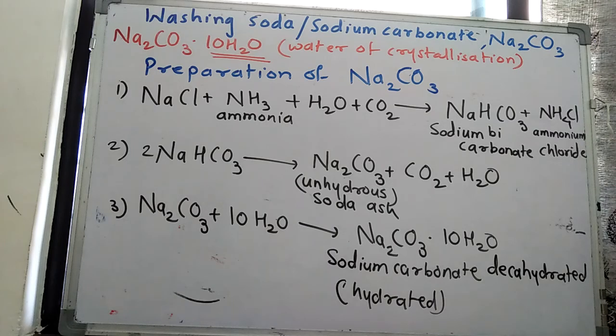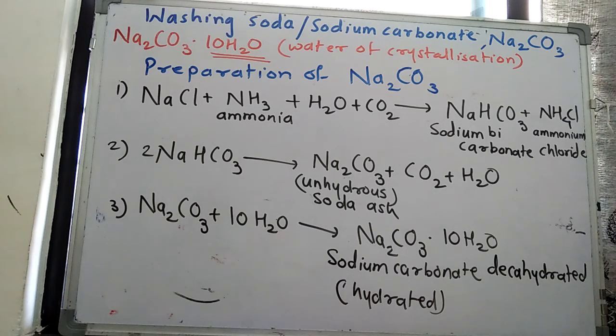Now we have to prepare washing soda or sodium carbonate. How can we prepare it? There are actually three reactions, and this is the most important part. In this lesson, two reactions are very important. One is the preparation of washing soda and the second one is plaster of Paris. So how can we prepare sodium carbonate? We have to take four reactants. This is the only reaction in our textbook where we have four reactants.